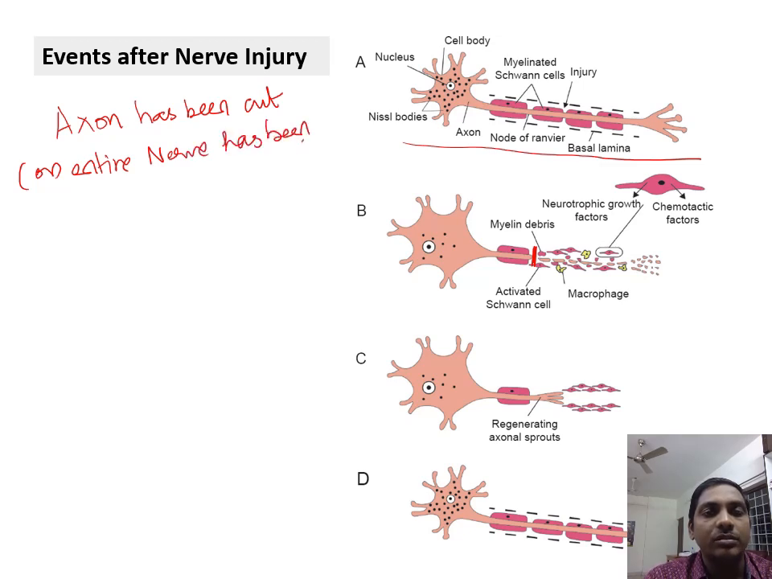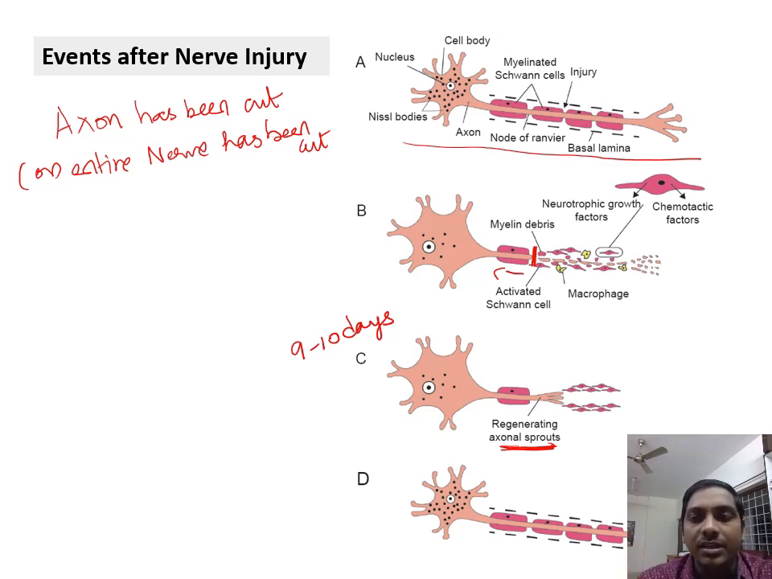So what happens proximally? The axons will retract here, and over a period of 9 to 10 days the proximal axons will form sprouts of multiple axons. These are called regenerating axonal sprouts.